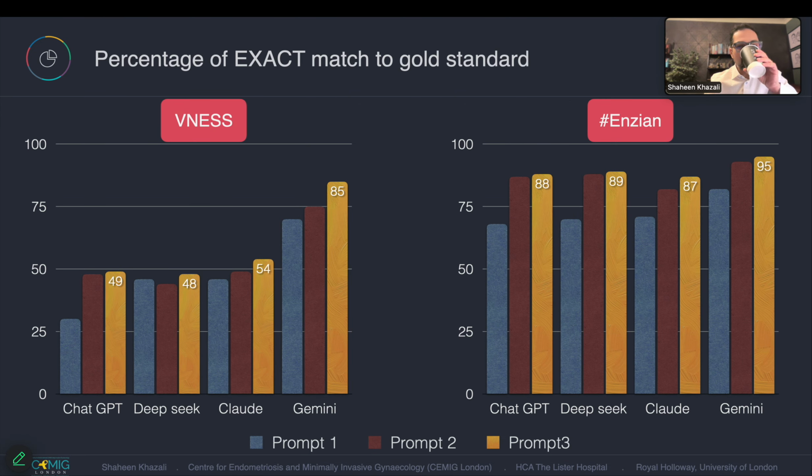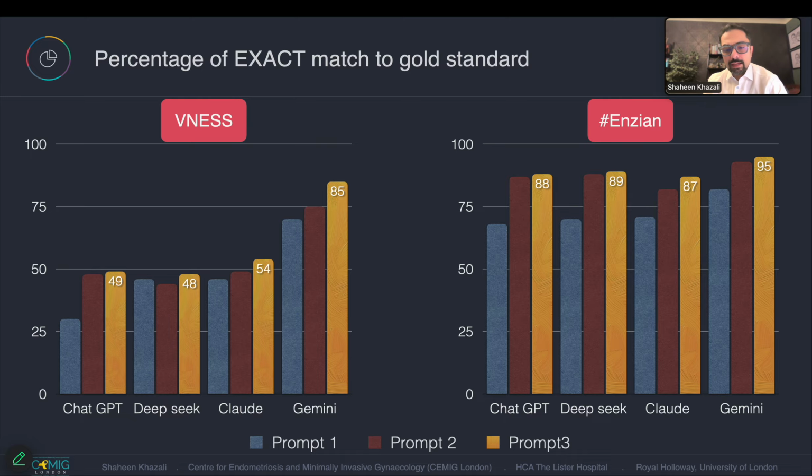What did we find? As you can see, VNESS, generally speaking, not surprisingly, was not really known to the large language models. Despite that, Gemini performed really well. These are the percentages of exact matches, meaning that the model said exactly what the gold standard said. So 85% of the time, we had exact matches for VNESS when Gemini with prompt 3 was used, and this was 95% for #NZN, which generally had better results with all large language models.